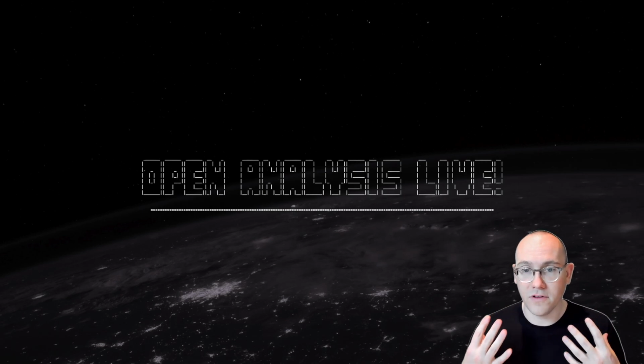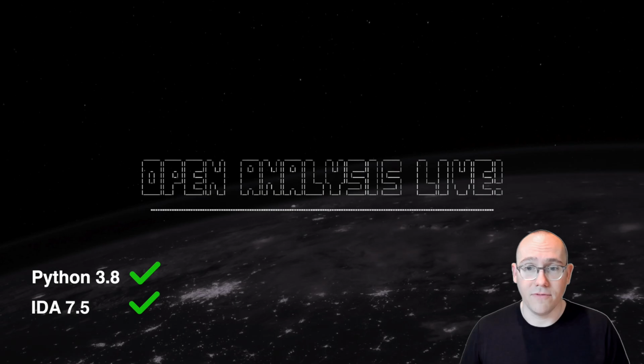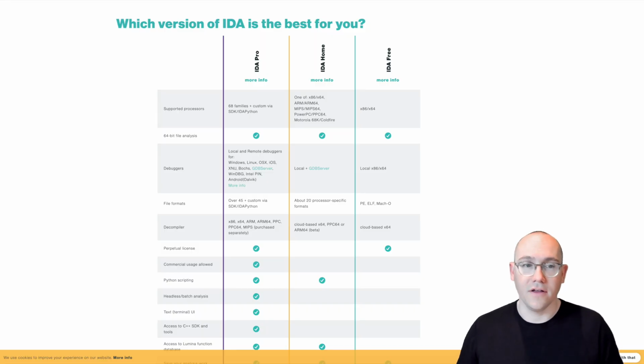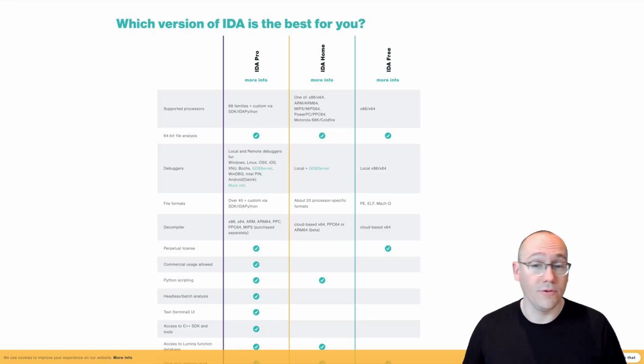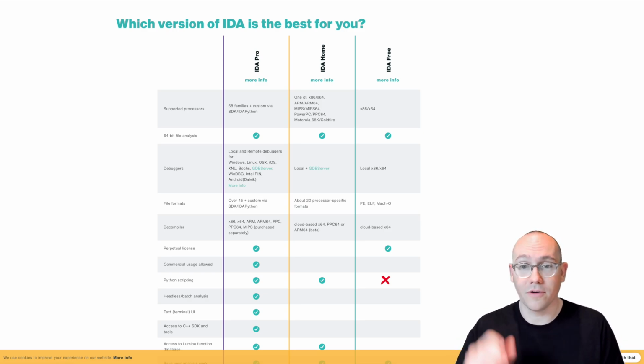Now, for this video today, we're going to be using Python 3 with IDA 7.5. And one last thing to note is if you have IDA Free, you cannot run plugins with it. It doesn't allow plugins. So you must have a paid version of IDA. The IDA Home version accepts plugins, no problem. So that should work for you. But IDA Free, you can't install any plugins.